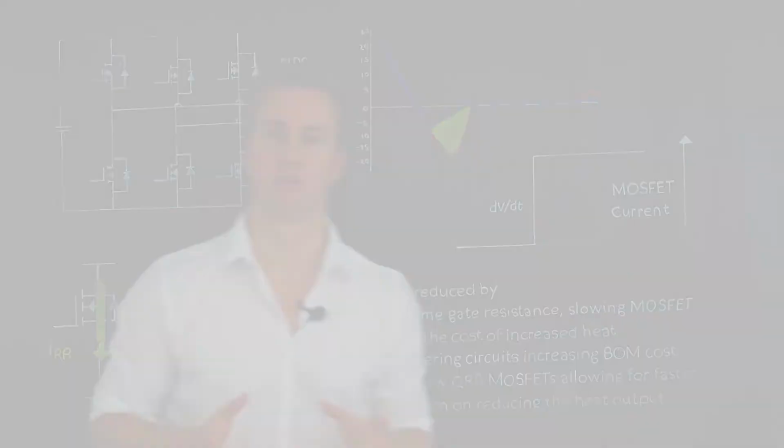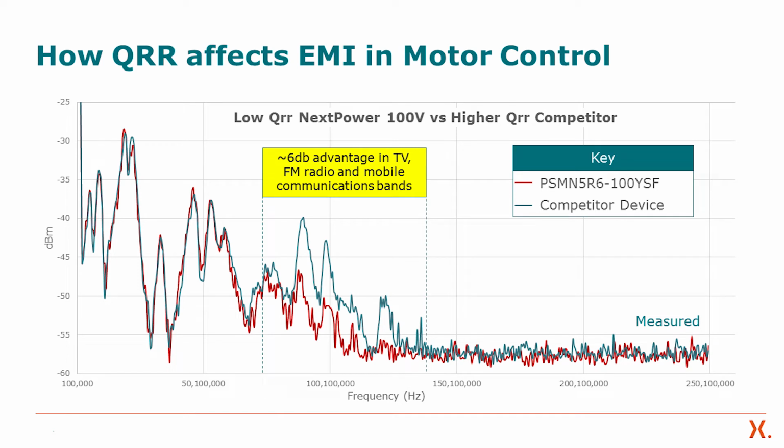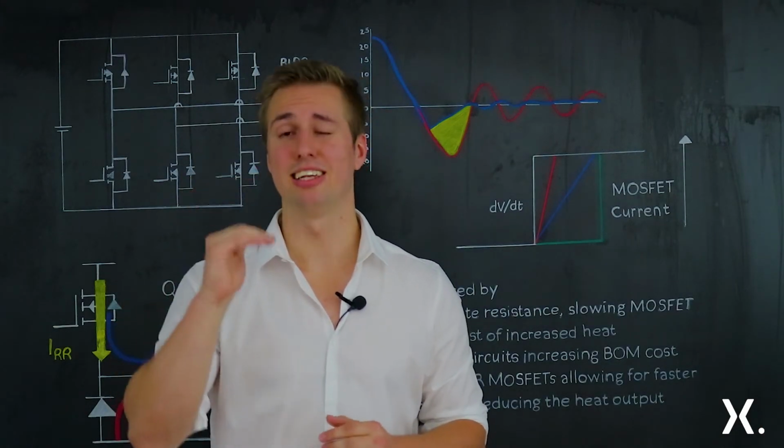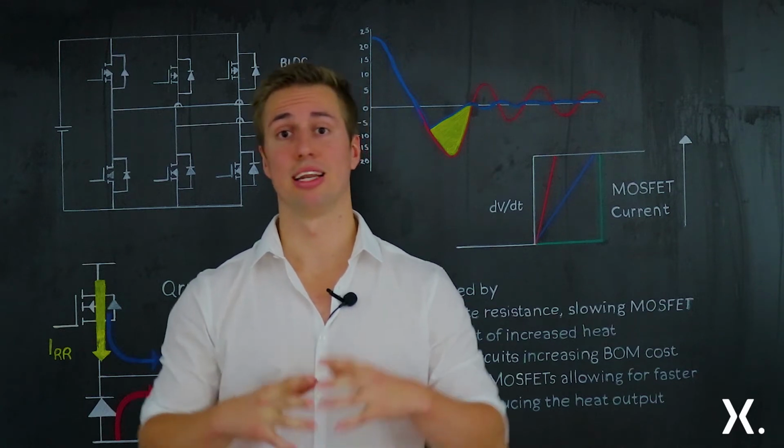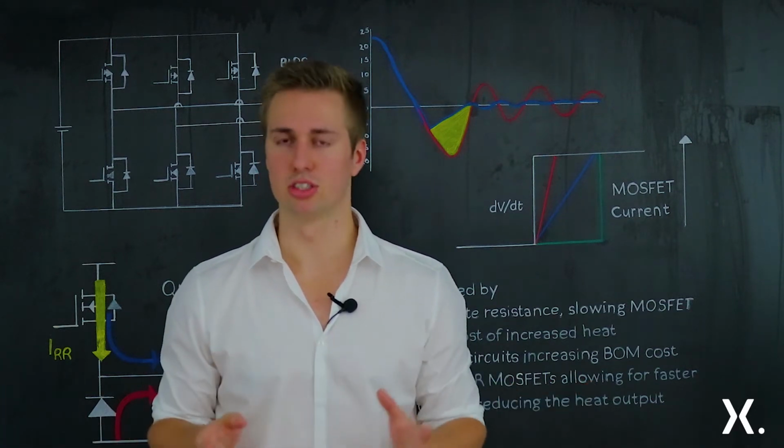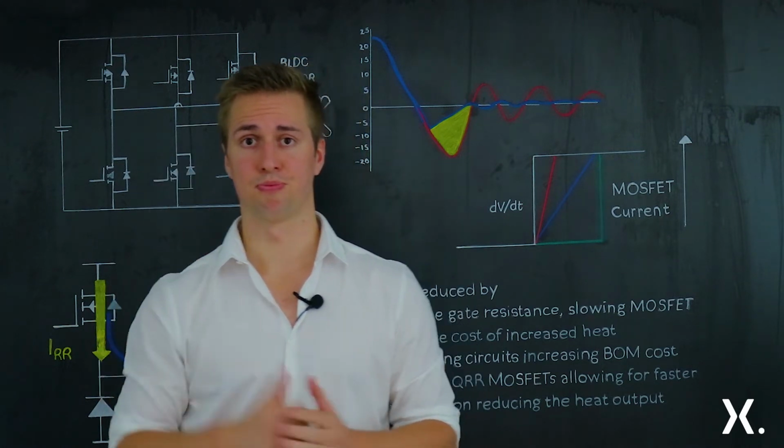So here's a picture of radiated emissions of a motor drive circuit. This is with only one phase active, and is comparing a low QRR Nexperia device to a high QRR competitive device. The two devices are very similar, nearly identical, besides the QRR value. That's the difference. The Nexperia device has a 50% lower QRR. As you can see, in the TV and radio band, the Nexperia device is 10 dB lower. In an application, without adding any extra circuitry, that's a considerable amount to drop down by.